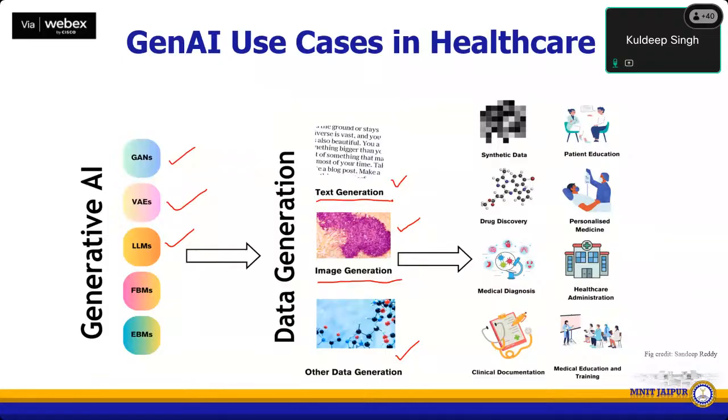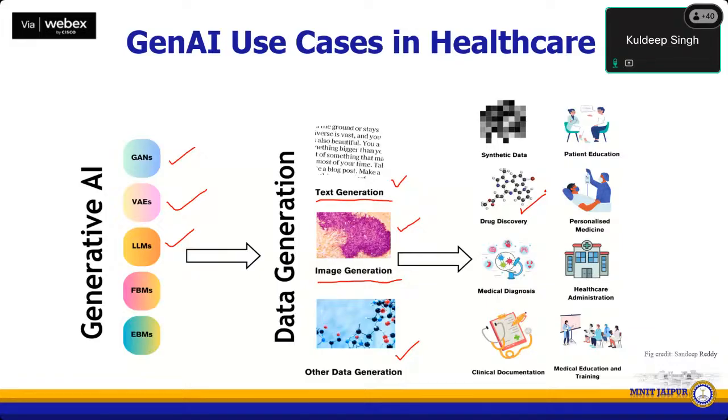We can generate other kinds of data, like unique chemical structures. We can generate novel small molecules, nucleic acid sequences, or proteins with desired properties, functions or structure, and thus it can help us in drug discovery.